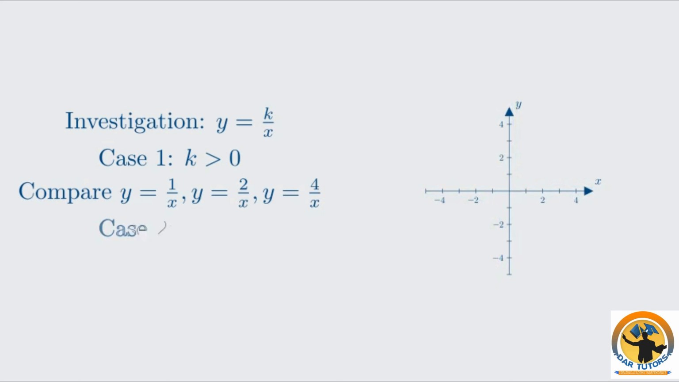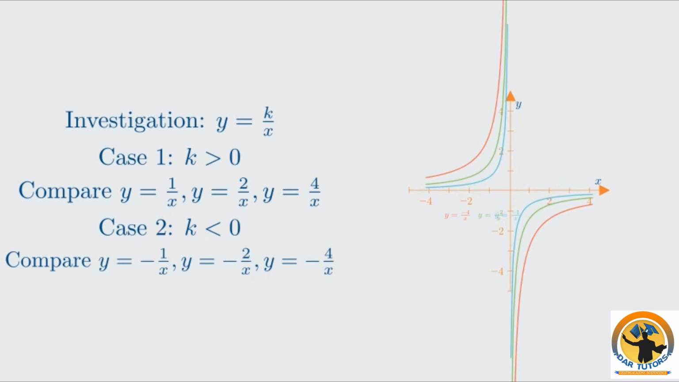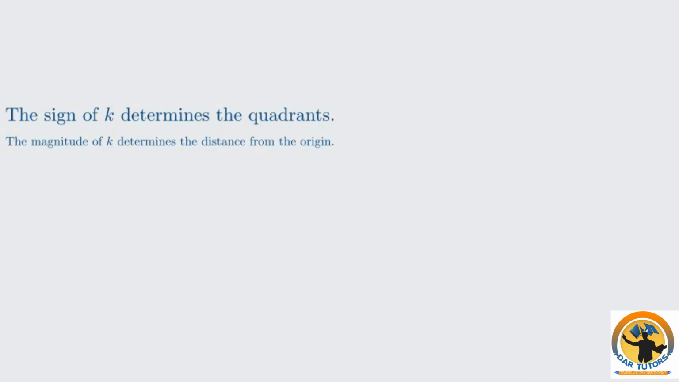Now let's consider negative values of k. Let's compare y equals negative 1 over x, y equals negative 2 over x, and y equals negative 4 over x. When k is negative, the branches of the hyperbola are in the second and fourth quadrants. As the absolute value of k increases, the branches again move further from the origin. The asymptotes are still x equals 0 and y equals 0. So the sign of k determines which quadrants the graph is in, and the magnitude of k determines how far the branches are from the origin.